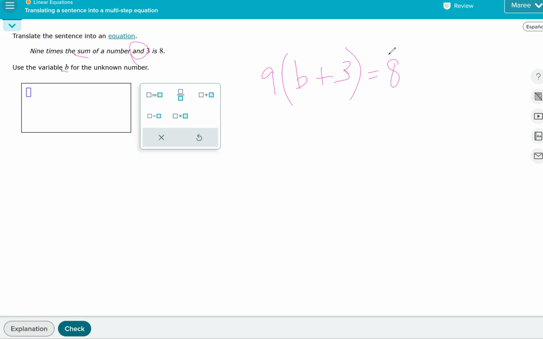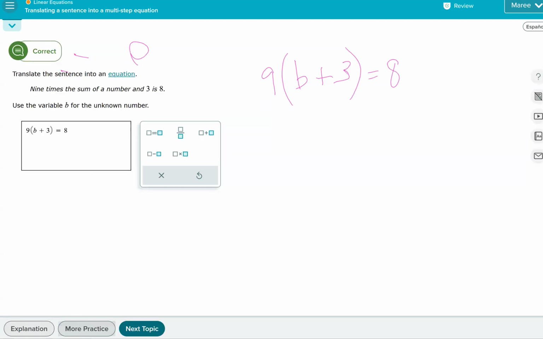So when it says 9 times the sum, we've got to have parentheses there because we're doing 9 times the entire sum. So we have 9, and that's how we want to type it. So 9 parentheses B plus 3, end your parentheses, equals 8.